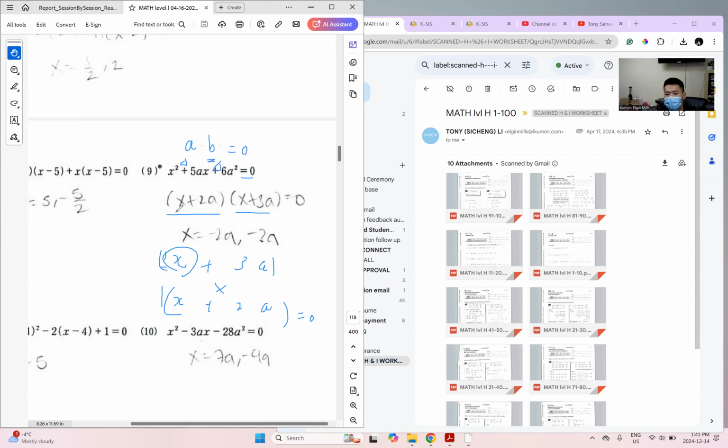In this case, x plus 2a is going to be 0. So what is the x value that will make this whole thing 0? That's why you get negative 2a. What about x plus 3a? Got it, negative 3a. So that's the answer for this one.